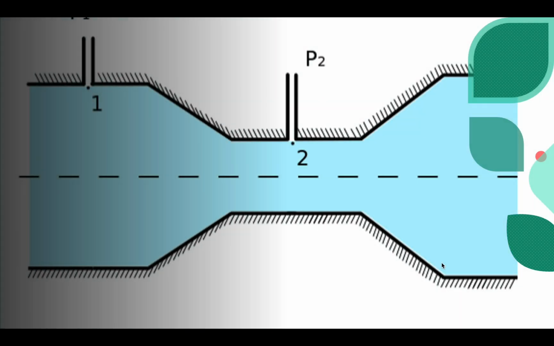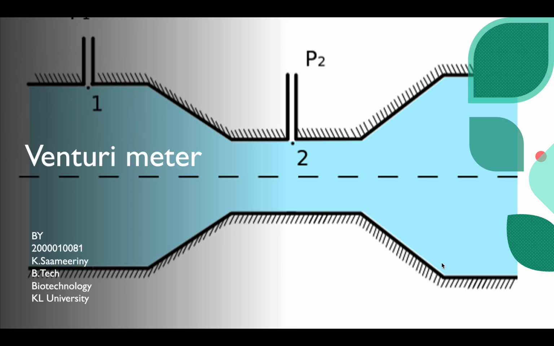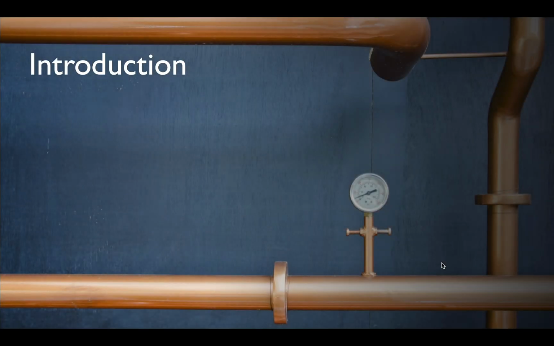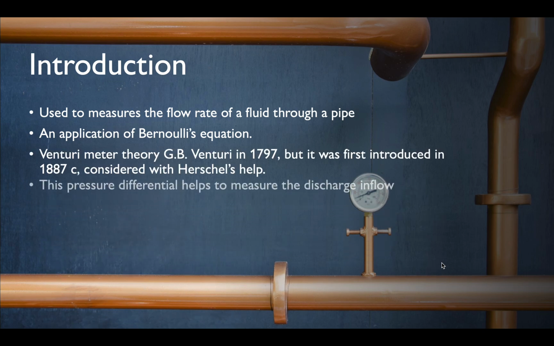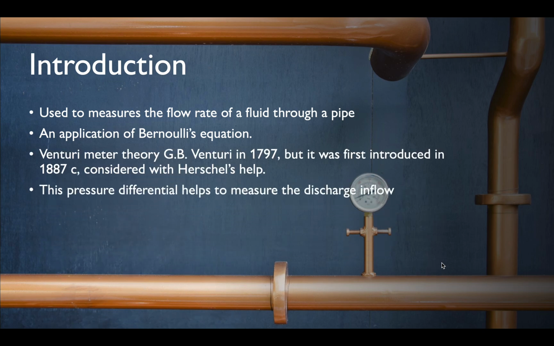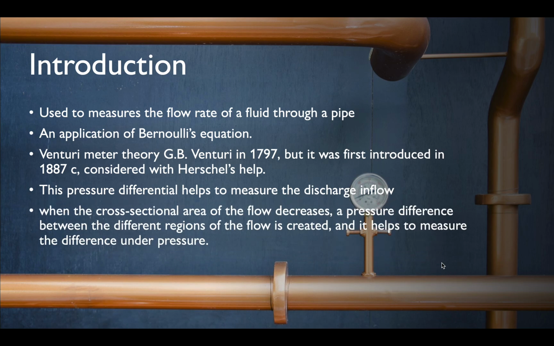This video is about Venturimeter, so let's get started. Venturimeters are used to measure the flow rate of fluid through a pipe. This is an application of Bernoulli's equation. Venturimeter theory works on Bernoulli's equation such that the velocity increases as the pressure decreases. The Venturimeter theory was given by Venturi in 1797, but it was first introduced in 1887, with Herschel's help.